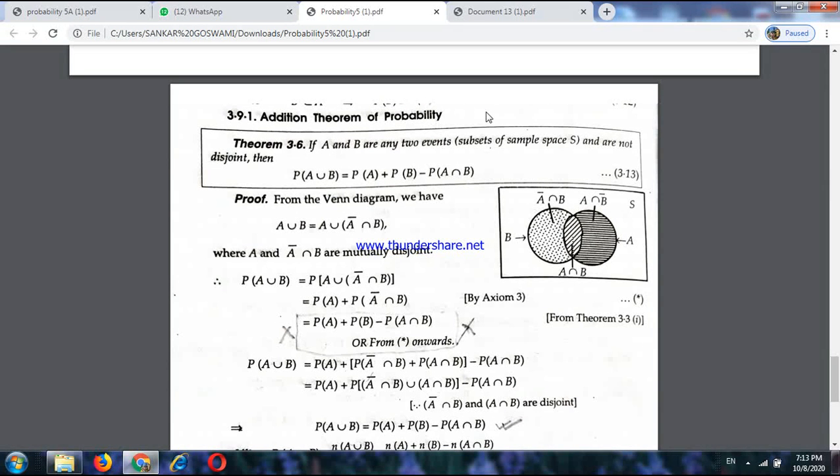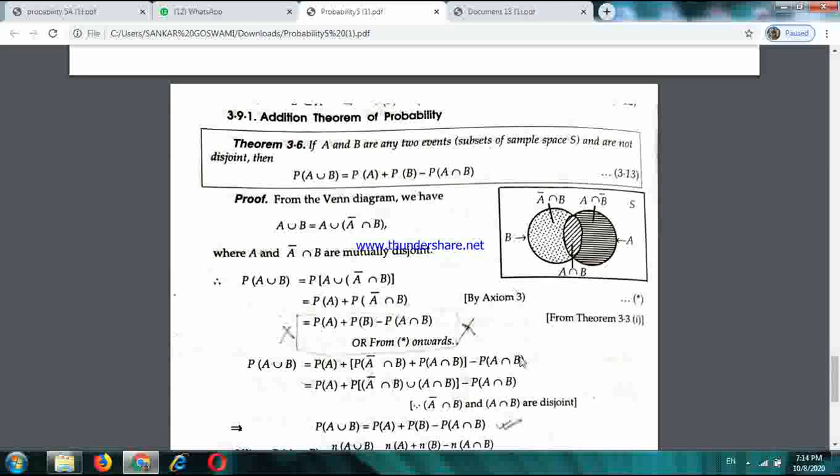Okay, so we have seen the addition theorem of probability for two non-mutually exclusive events. This is the addition theorem of probability for two events A and B which are not necessarily mutually exclusive. How do we write it? We write P(A union B) equals P(A) plus P(B) minus P(A intersection B). And P(A union B) means the probability of occurrence of at least one of the events A and B. By at least one of the events, we mean occurrence of either A or B or both of them together.